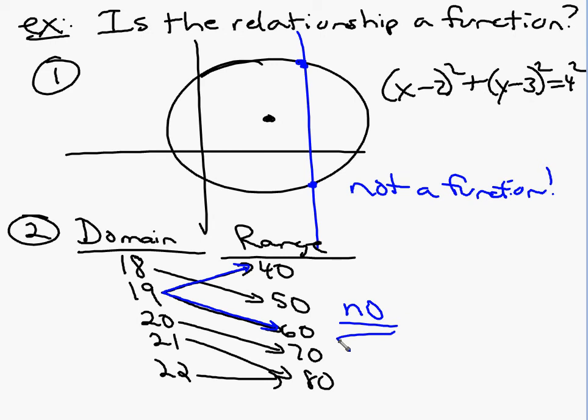Now let me ask you a question. Is this okay? Is that okay? That's okay. It's okay to have two different x's matched to one y, but we cannot have this. All right?